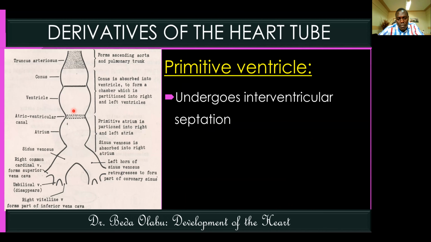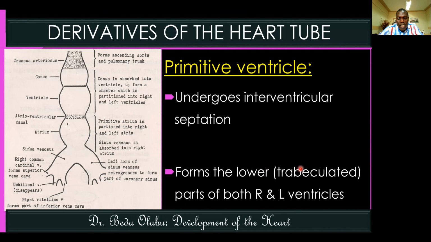It will divide that septum, which we are calling interventricular septum, will divide the primitive ventricle into two parts. It will divide it into the trabeculated parts of the right and the left ventricle. If you remember from the image I showed you, the trabeculated part of the ventricles were the lower parts of the ventricles. So basically, the primitive ventricle gives you the lower parts of the right and the left ventricle. And that means that you then expect to have the upper parts of the right and the left ventricle as well. Now look at this one.